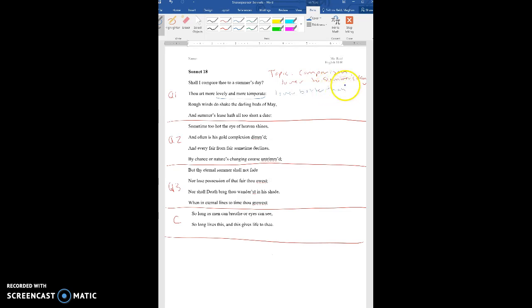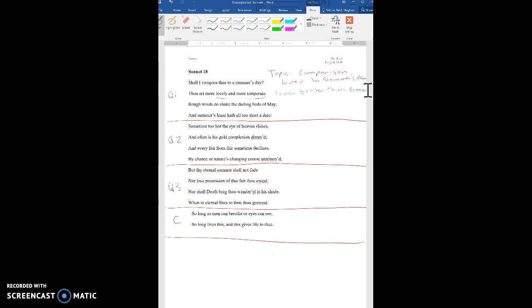Think about how we perceive summer. We think of summer as being this wonderful, amazing thing, and it is. But if you're saying that your lover is better than summer, this lover has to be very, very special. And so that's what the author is trying to get across here.